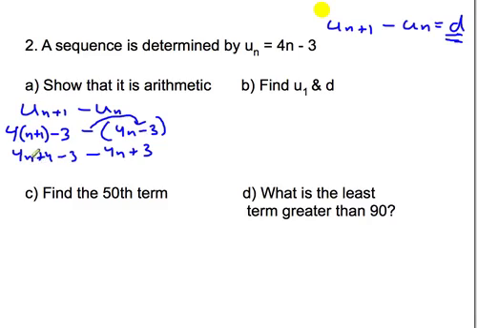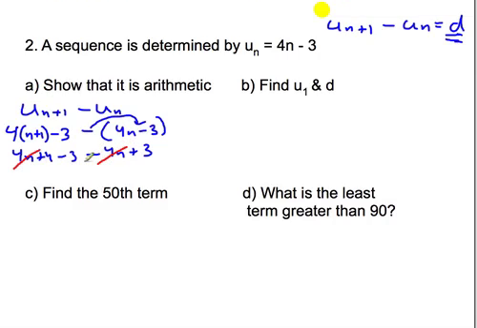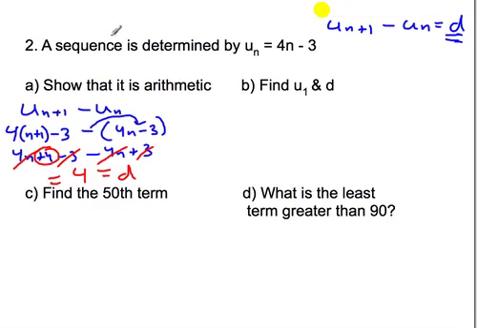Now if you work that out, the 4n and the negative 4n cancel, the negative 3 and the positive 3 cancel. You're just left with 4, and that is actually the common difference. So if all your n's cancel out, and you get just a number, which is a constant, then it is arithmetic, and that's your common difference.